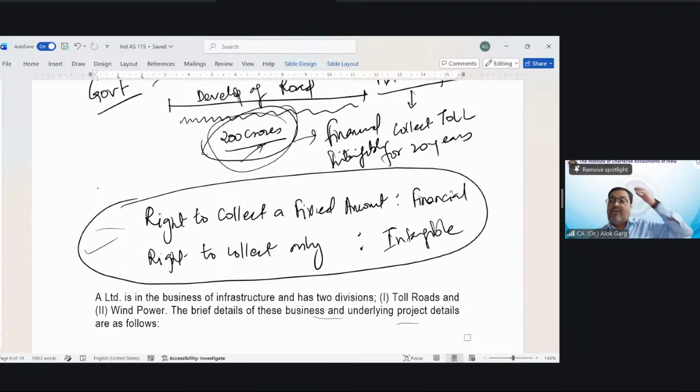When the government says, I am giving you a right to collect, it doesn't matter whether you collect 10,000 or 10 crore, all yours, it is an intangible asset model. So this is a correction of what I told you 5-6 minutes back. Is that clear, my dear friends? This is the correction.